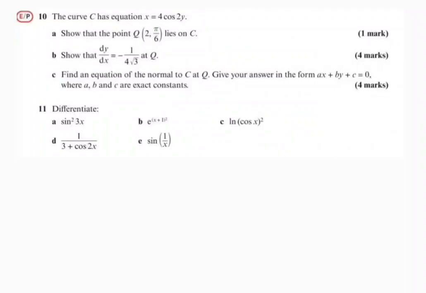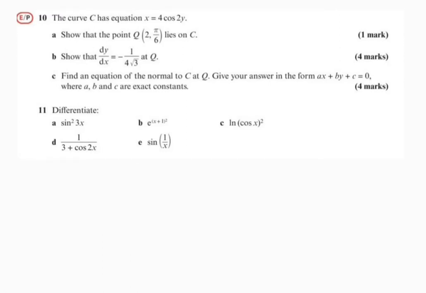This video is on exercise 9C of the Pure 2 textbook, A-level maths. So we are going to start with question 10. The curve C has equation x is equal to 4 cos 2y. Part A: show that the point Q lies on C.